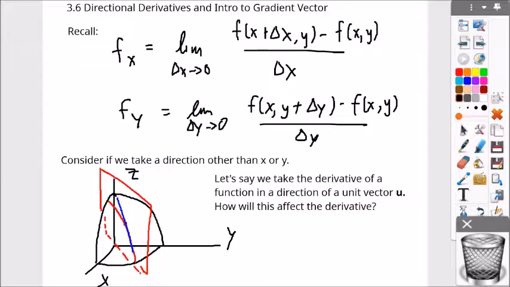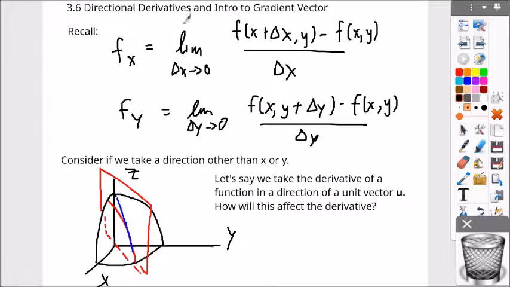What is up, guys? Welcome to 3.6, directional derivatives and the gradient vector. Now, 3.6 will be split into two sections, so I'm actually going to make 3.7 the gradient vector only, and 3.6 is just an intro to the gradient vector and directional derivatives, because this is a very long lesson.